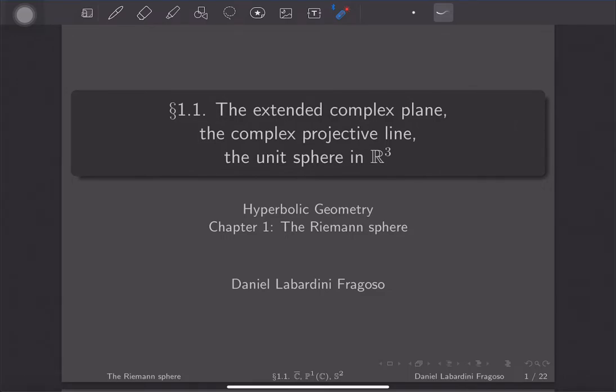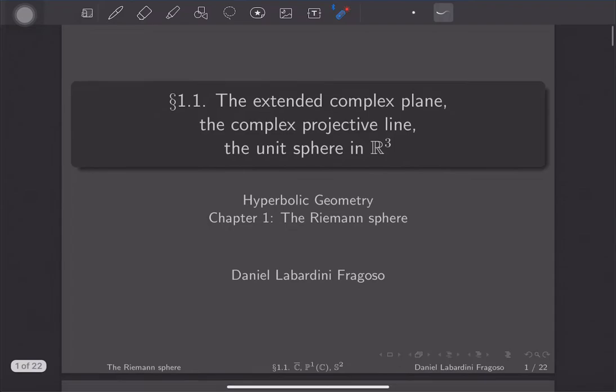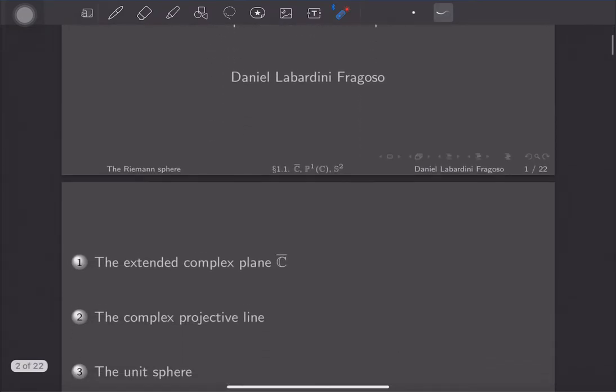So today's about the Riemann sphere, three of the most common models of the Riemann sphere. One is the extended complex plane, which is a space that results from adding a point at infinity to the complex plane. The complex projective line, which is more algebraic, and the unit sphere, which I guess all of you have seen already at some point, right? I mean, that's the easiest to visualize.